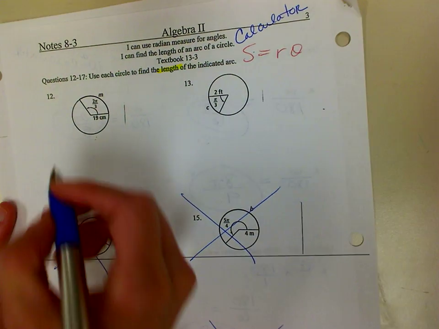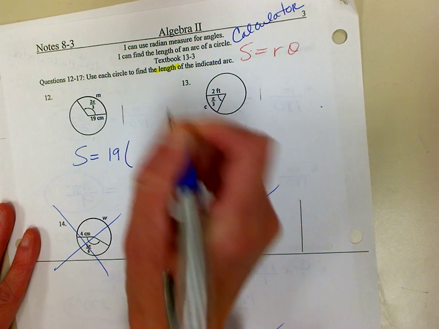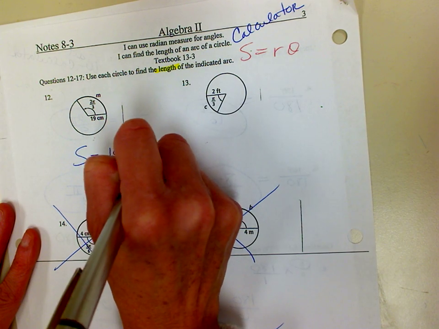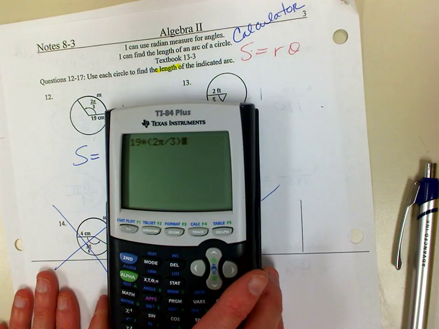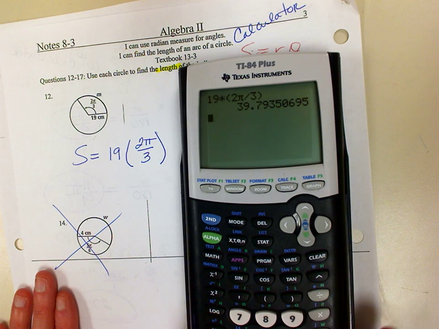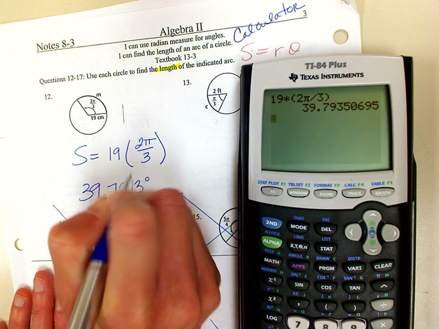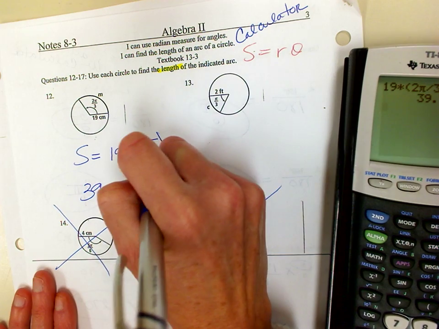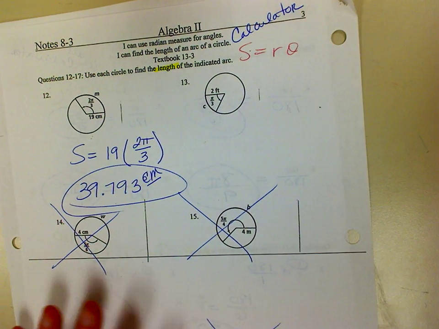So all I have to do to find the length of the arc is take the radius, which is 19, and multiply it by theta, which is that. And then all I have to do is put that in my calculator, and I want to include the pi this time. So I'm going to put it in just like that, and we get 39.793. Oops, it's not degrees, it's centimeters. Okay, that's basically all you do.